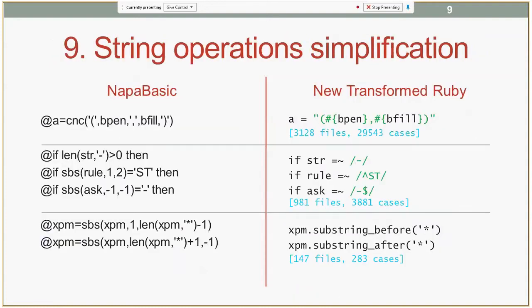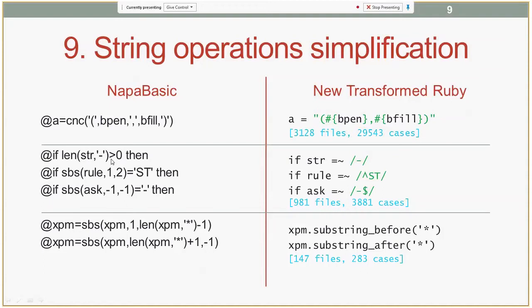Number 9, string operations. People who have been working with strings in NapaBasic know that sometimes string manipulation is not very convenient. Here's an example of C and C where we are combining a parenthesis, one variable, a comma, another variable, another parenthesis. And now we are using in the new transformed Ruby the very convenient Ruby string interpolation syntax, where we can combine string literals and then insert values of variables in between.